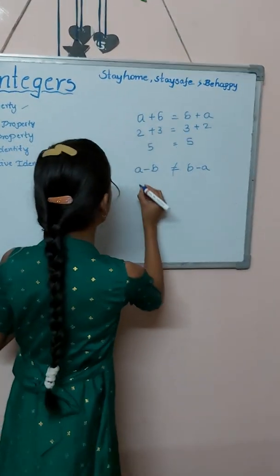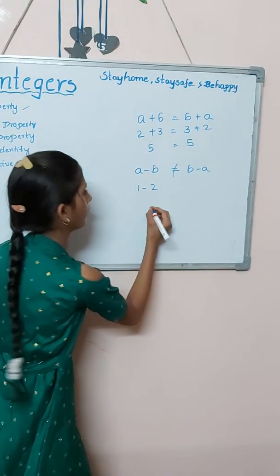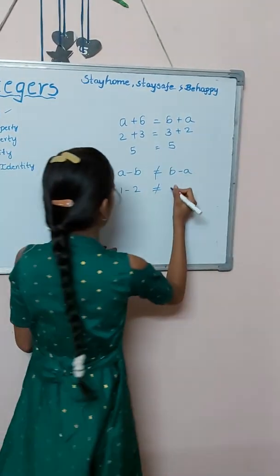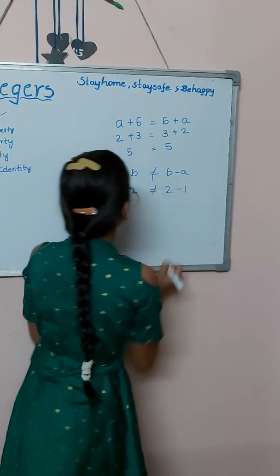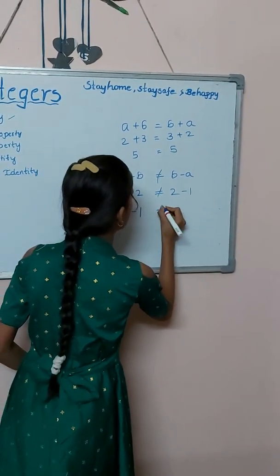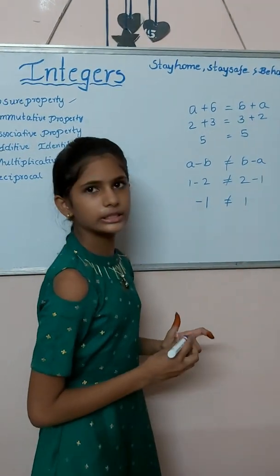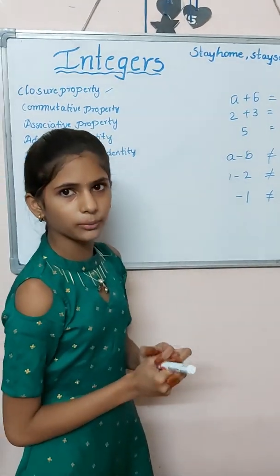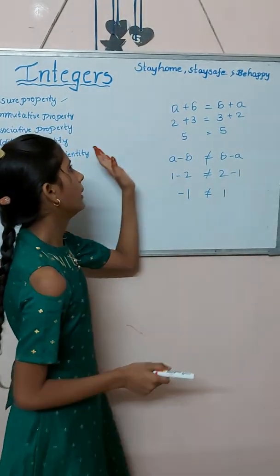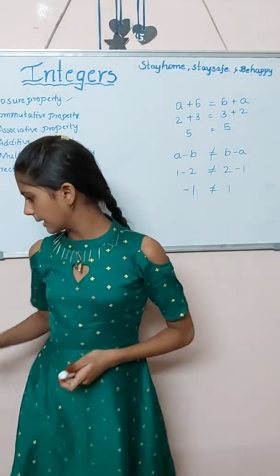And a minus b is not equal to b minus a. So I am taking 1 minus 2. We know 1 minus 2 is not equal to 2 minus 1. 1 minus 2 is minus 1, which is not equal to plus 1. This is minus 1 and this is plus 1. So commutative property cannot hold for a minus b, as a minus b is not equal to b minus a. But commutative property holds for a plus b equals b plus a.